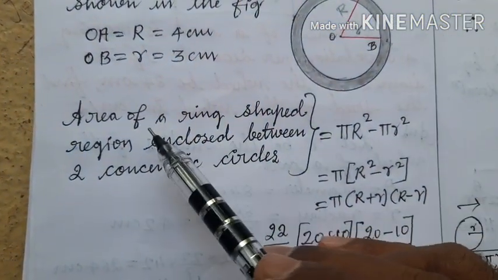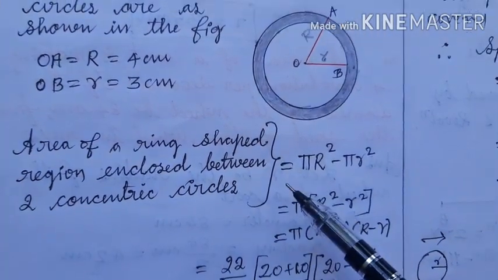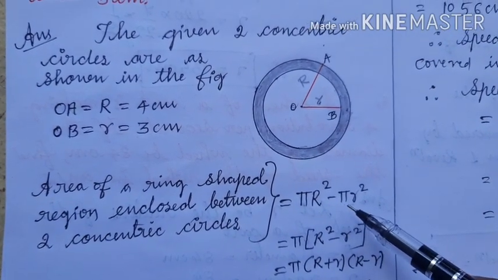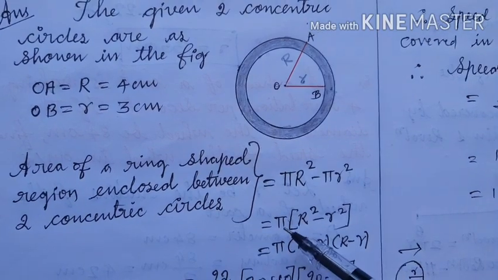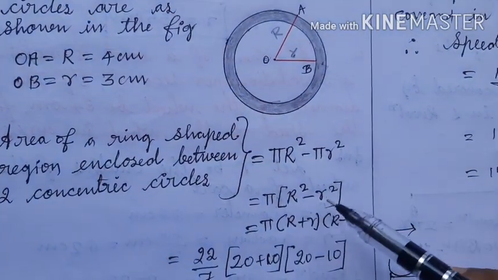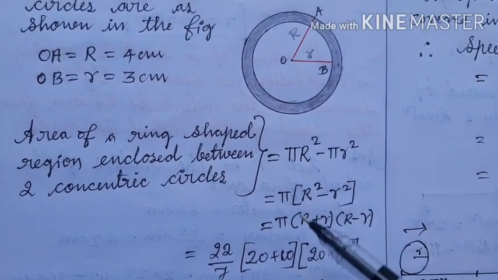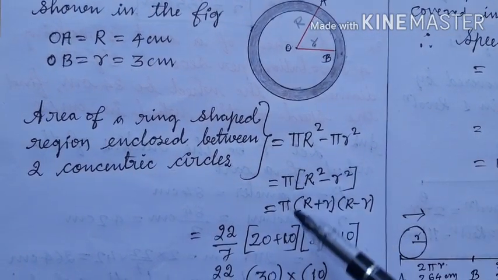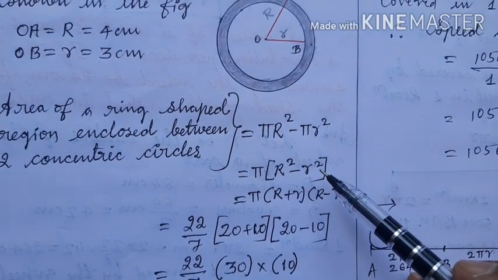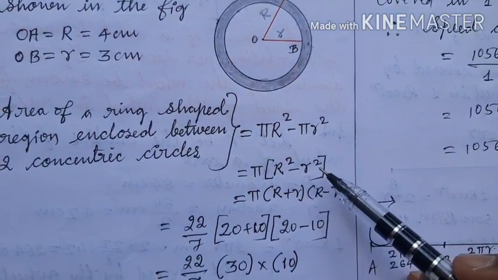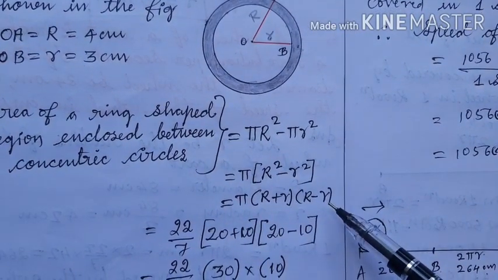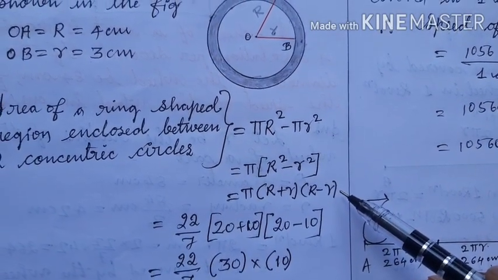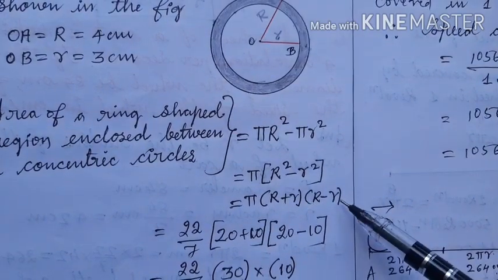Okay, see here, area of a ring shaped region enclosed between two concentric circles is equal to pi capital R square minus pi small r square. Here pi is common, therefore pi comes out. Inside remains capital R square minus small r square. So it is pi into bracket R square minus r square. Let me put pi as it is. Here R square minus r square is of the identity a square minus b square. Therefore, it is a plus b into a minus b. That is capital R plus small r into capital R minus small r. We have applied the identity a square minus b square is equal to a plus b into a minus b.